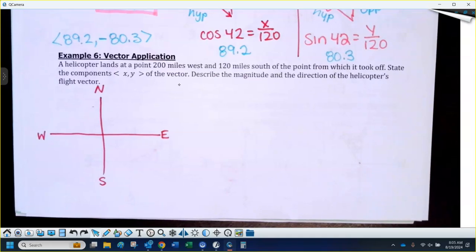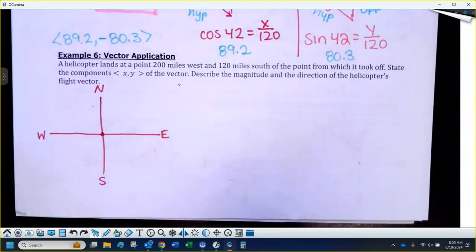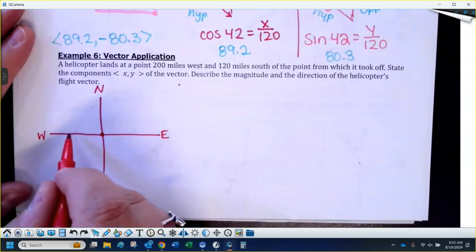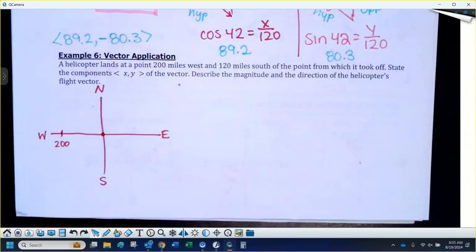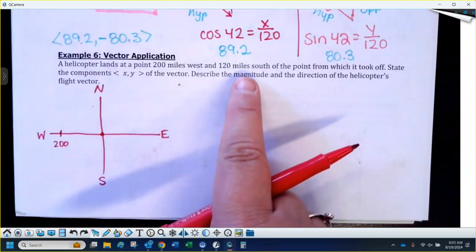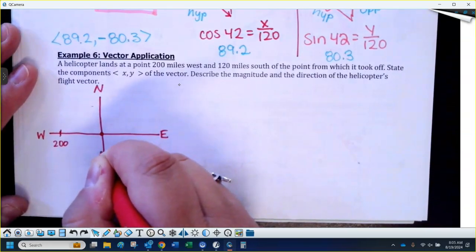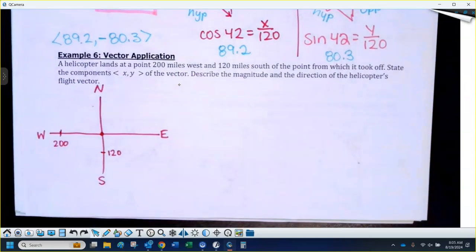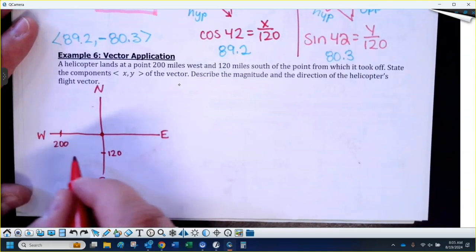All right, now here is telling me I'm going to go 200 miles west. So I'm just going to start at the origin, and I'm just going to eyeball this. We don't have this labeled or anything, but I'm going to go 200 miles west. So let's say this is 200, this direction. Now, I'm going to go back to the origin. It says 200 miles west and 120 miles south. So, I'm just eyeballing this, just not as far. Let's say this is 120. All right, so the actual point, though, like 200 west and 120 south, the actual point would be like out here.